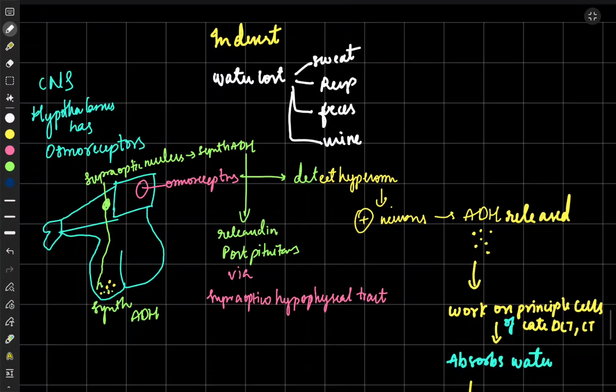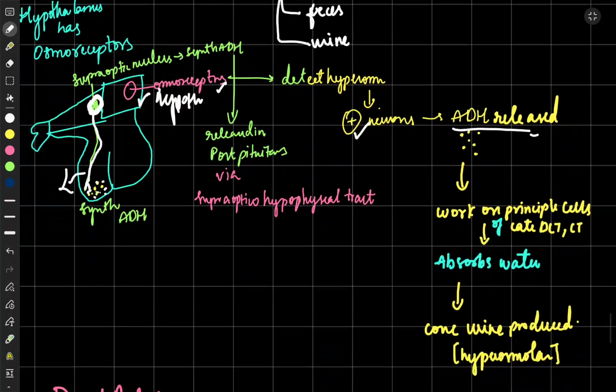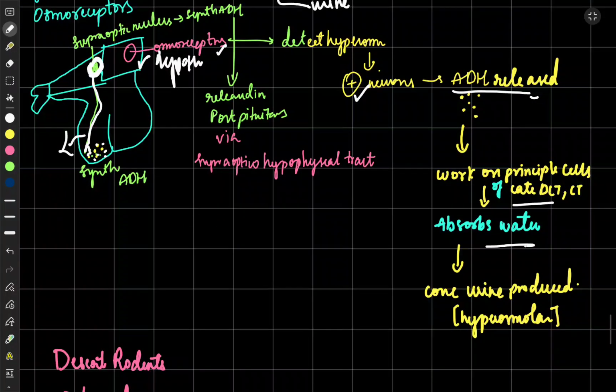Anyways, these are the osmoreceptors present in the hypothalamus, and this is the posterior part of the pituitary. The supraoptic nucleus situated in the hypothalamus synthesizes the ADH, and ADH is stored in the posterior pituitary. Whenever these osmoreceptors sense hyperosmolarity, they activate these neurons and ADH is released. This works on principal cells, absorbs water and produces concentrated urine.